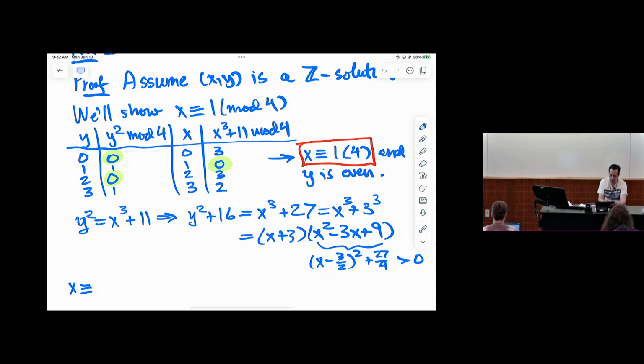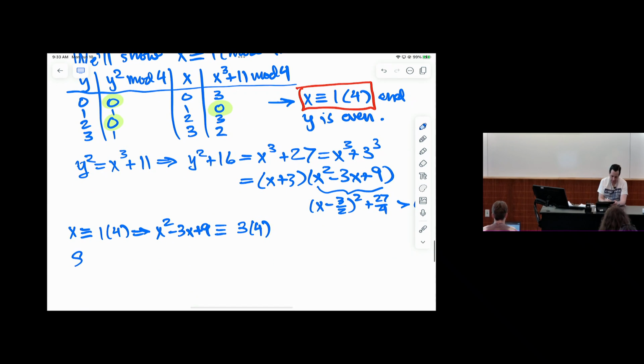So the second factor is a positive integer no matter what x is, even if x were negative. And since x is 1 mod 4, this expression x squared minus 3x plus 9, if you look at it mod 4, it's going to be 1 minus 3 plus 9. 10 minus 3 is 7, mod 4 is 3. So the second expression is 3 mod 4. It's a positive integer, and it's 3 mod 4.